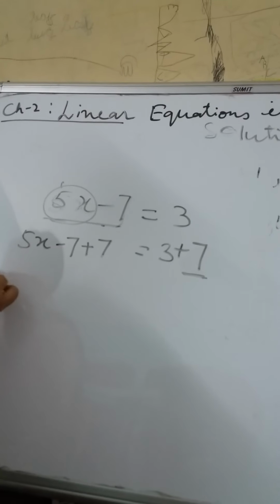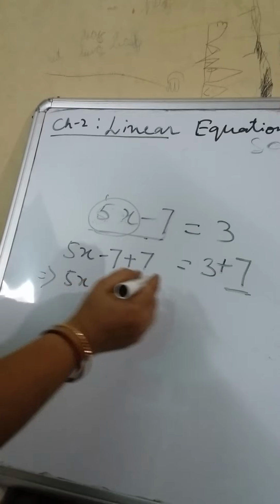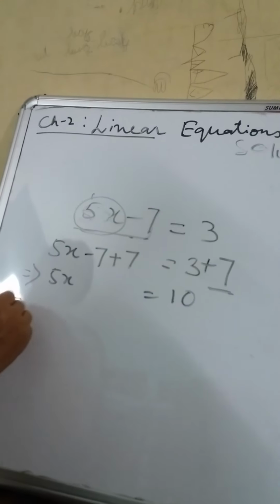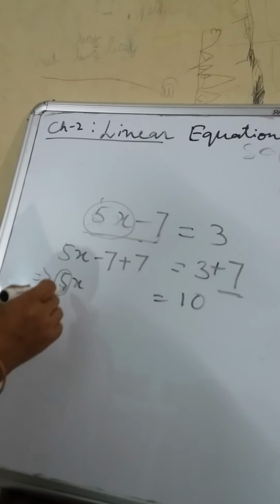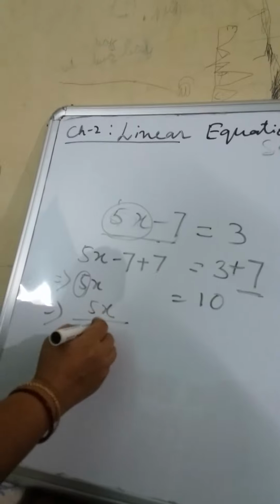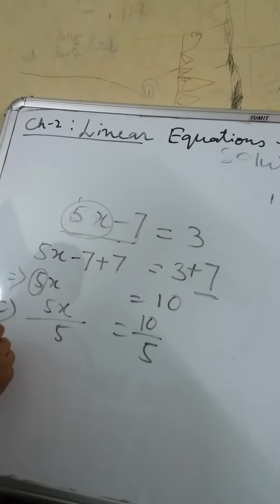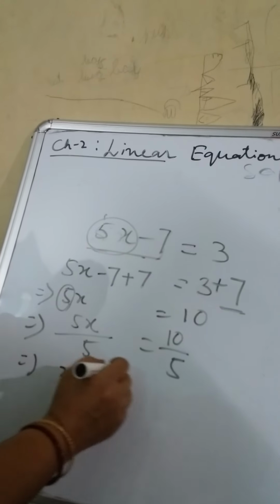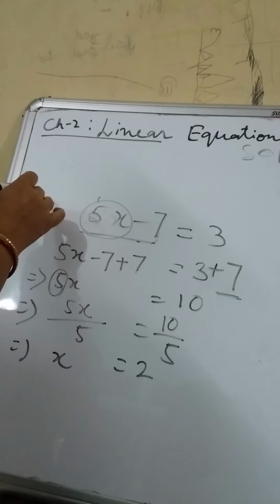So this is 5x, and minus 7 plus 7 is 0, so equals 10. And again I have to remove this 5 here, which is multiplication, so I have to divide by 5. Dividing both sides, it is left with only x, and 10 by 5 is 2. This is one method.